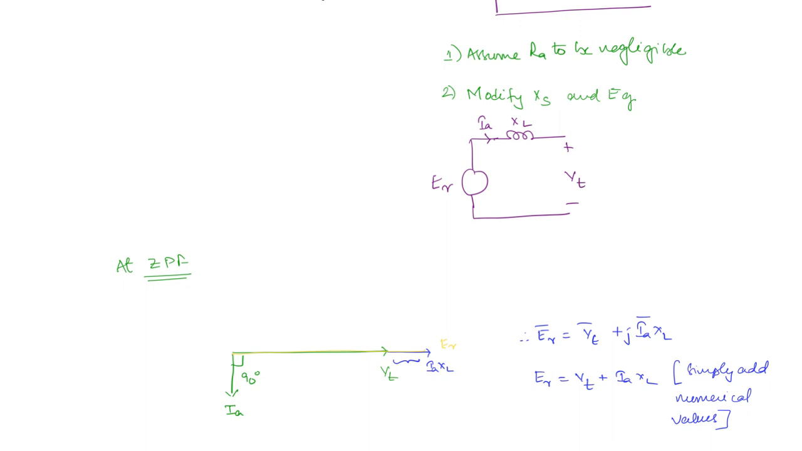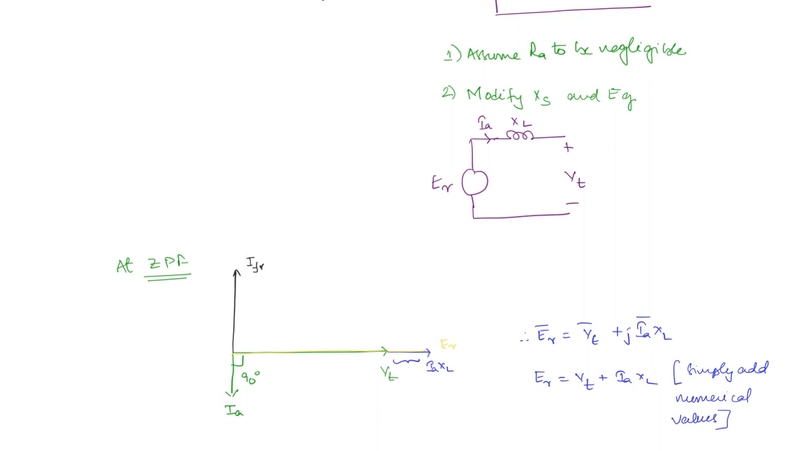Okay. Next, what will be the MMFs? The field current responsible for this particular voltage ER is going to be 90 degrees leading it. So it is going to be like this. So you can write IFR here.